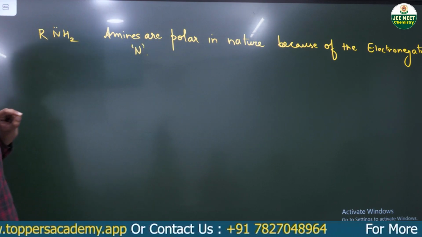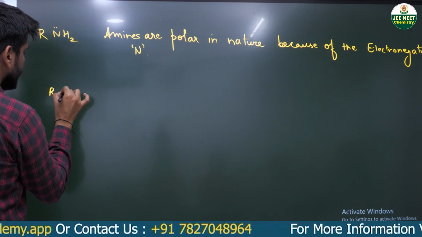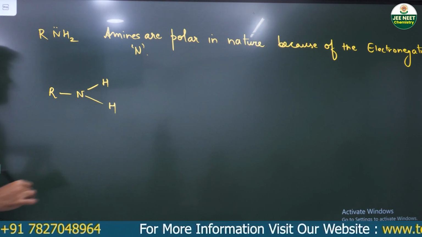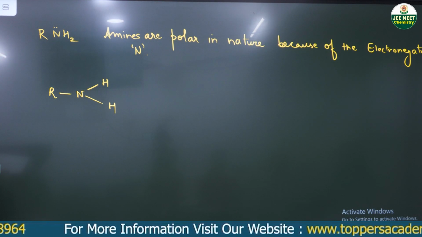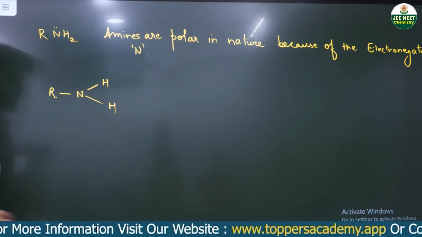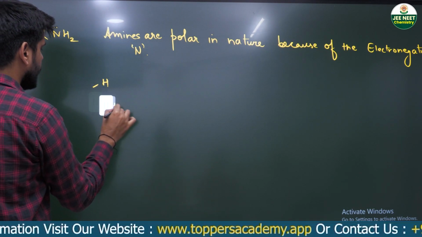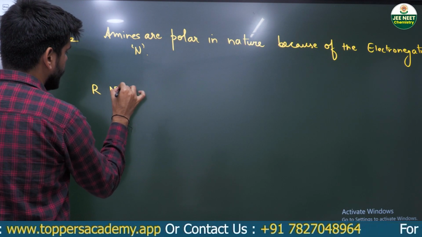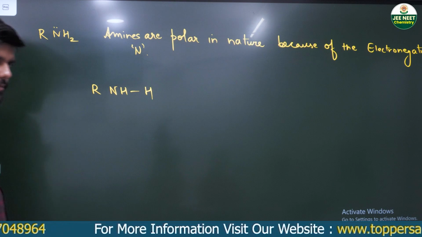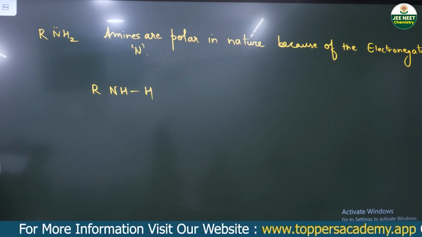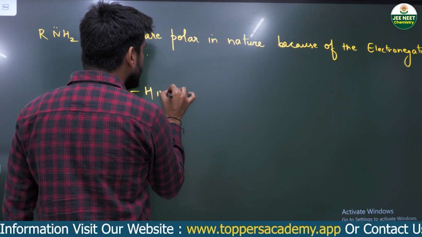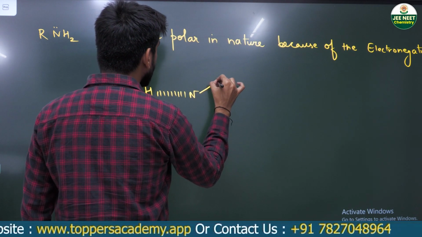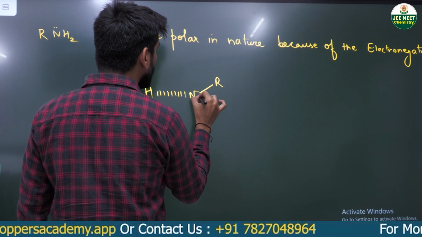And if they are polar, suppose I write it like this, R, N, H, let us say 1H. I'm showing it like this. Now what will happen? Can I say it can undergo intermolecular hydrogen bonding? Yes or no?